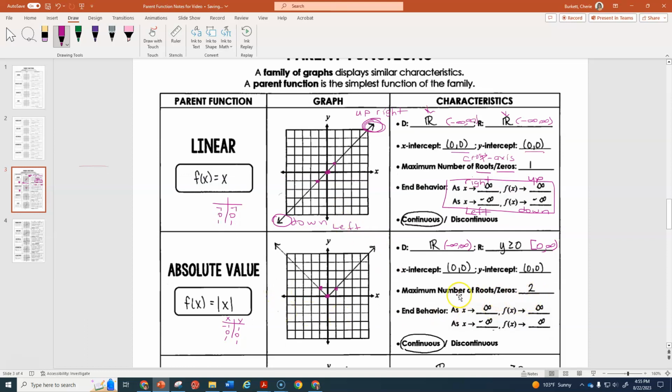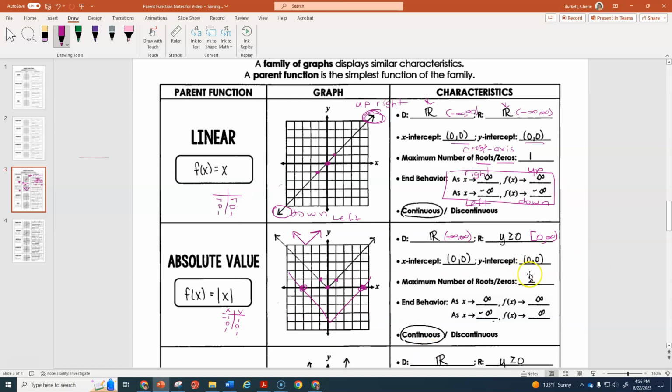The maximum number of times that this graph could cross the x-axis, here let me draw you an example. There's an absolute value. It crossed the x-axis right there and right there. So at most, it can cross the x-axis 2 times. It doesn't mean that they all will cross it 2 times. The parent function itself crosses the x-axis only once. And here's an example of an absolute value graph that doesn't cross the x-axis at all. So remember, this says the maximum number of times. It can't cross it more than twice.